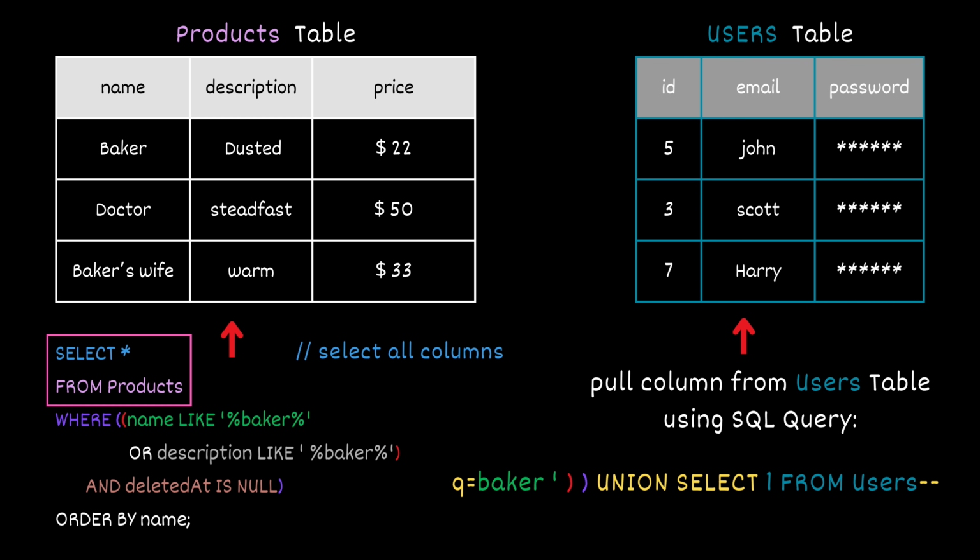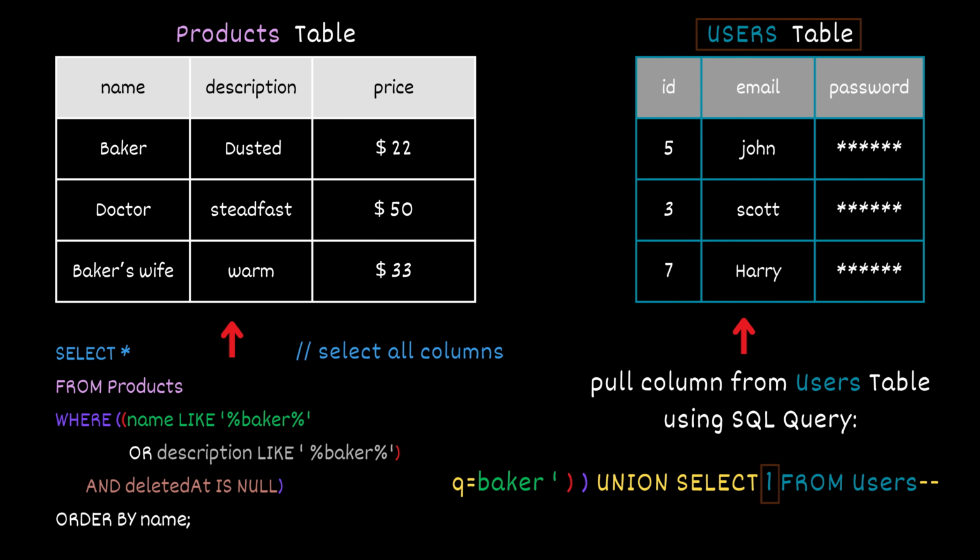In Burp Suite, he sends this test payload: q=Baker'))union select 1 from users --. The single quote closes the original Baker search string in the SQL query. The first right parenthesis closes the red left parenthesis, while the second right parenthesis closes the purple left parenthesis. Union select 1 from users is the injected query.